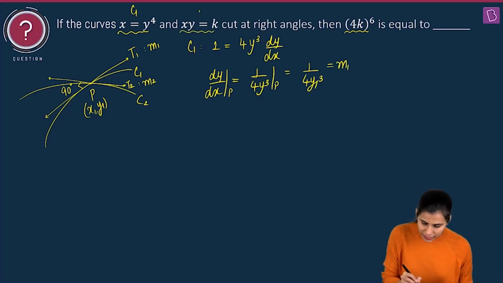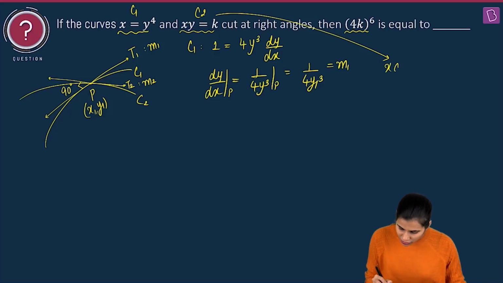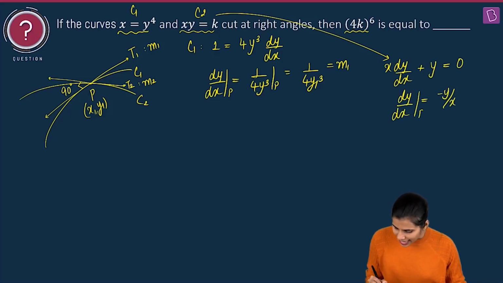Similarly, move ahead and compute M2 by differentiating this both sides with respect to x. Of course, product rule will come into picture. You have x into dy by dx plus y equals 0. So dy by dx comes out to be minus y by x. At point P, this gives you minus y1 by x1, which is M2.